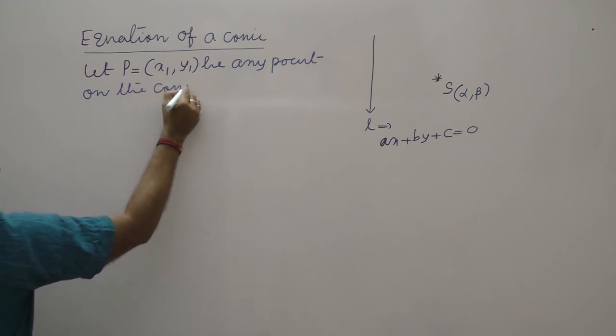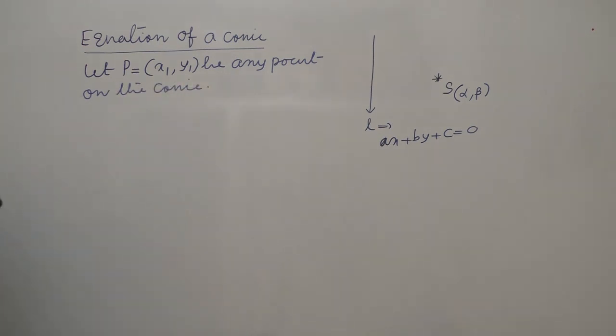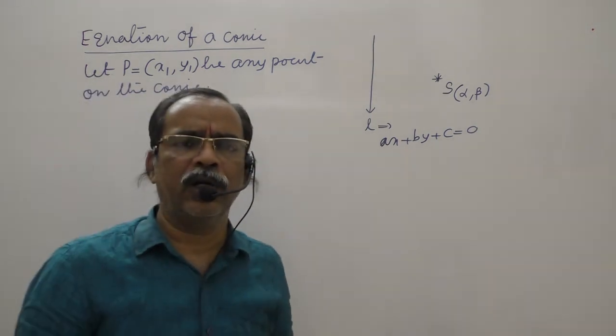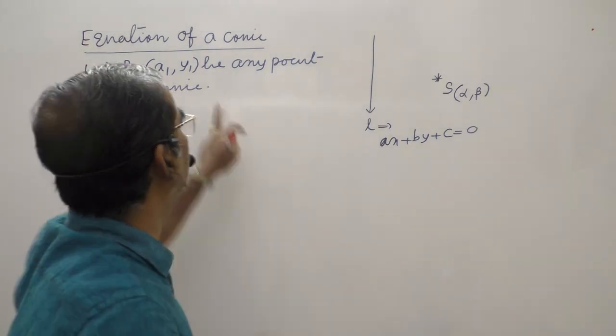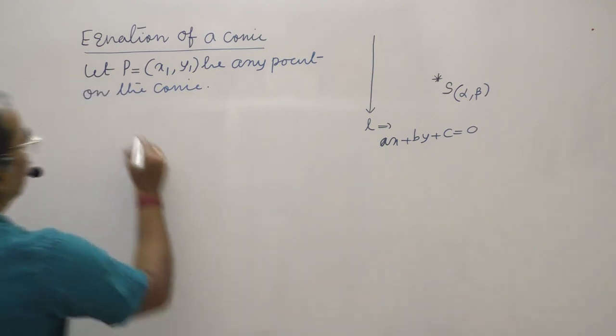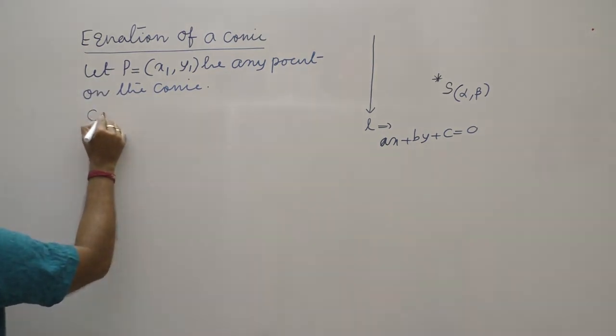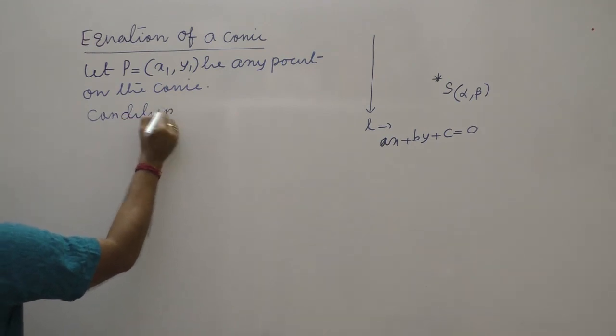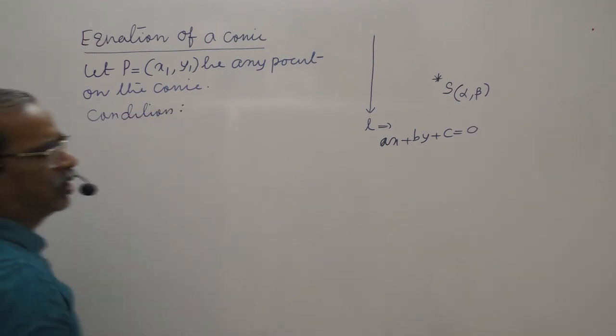Let P be any point on the conic. I have taken a point on the conic. What is a conic? A conic is a locus. Therefore, I have taken a point. For every locus problem, there will be a condition, no? Yes. What is the condition here?